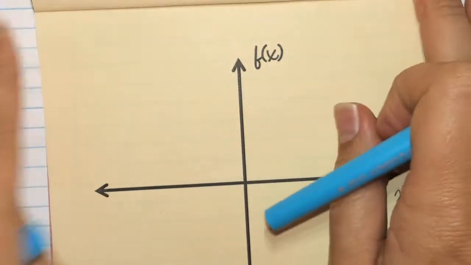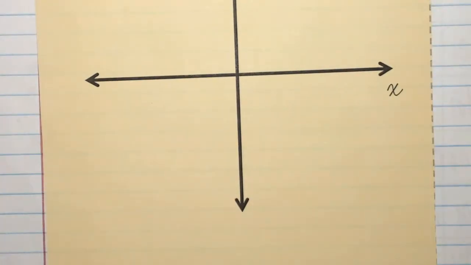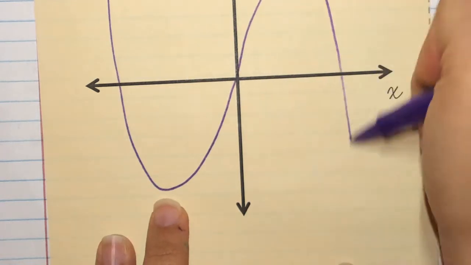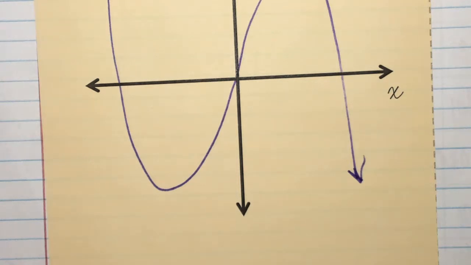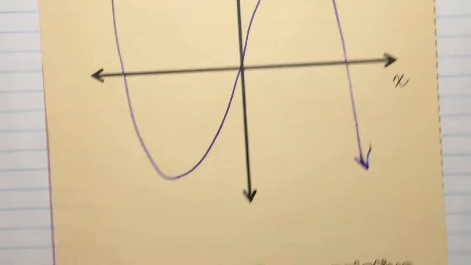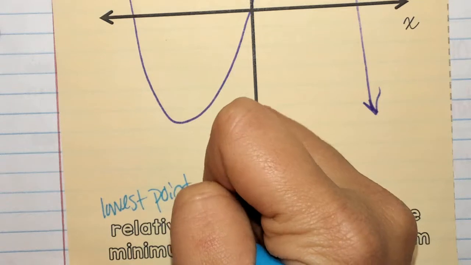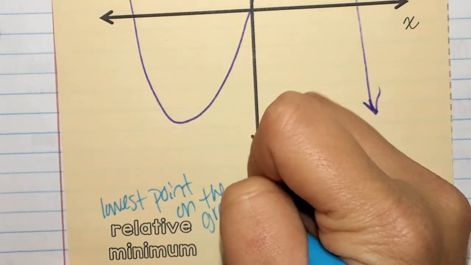Alright, last one. Relative minimum and relative maximum. Those are called extrema. So please draw the same graph again. The same one. Alright, so the minimum is the lowest point on the graph.